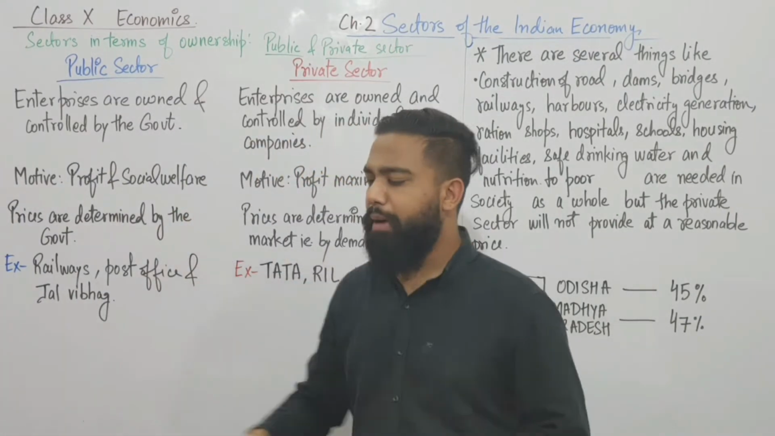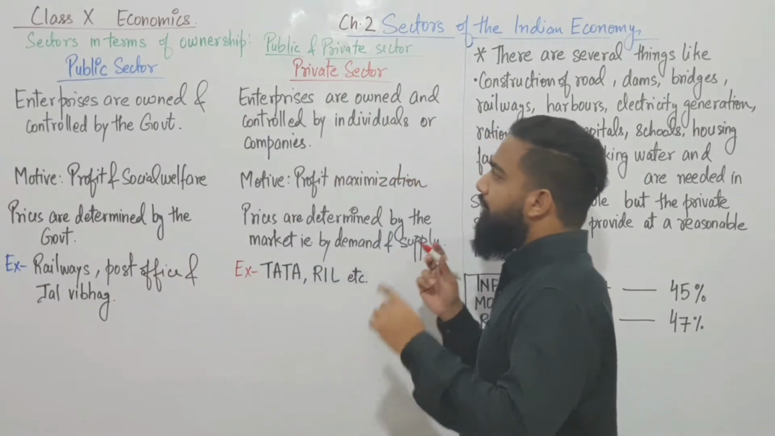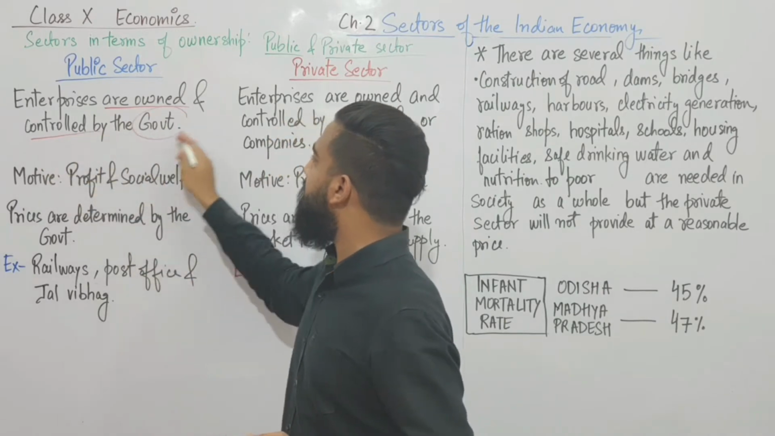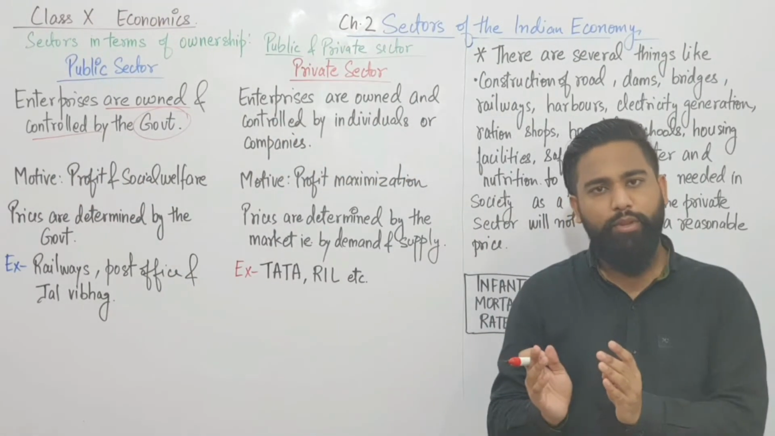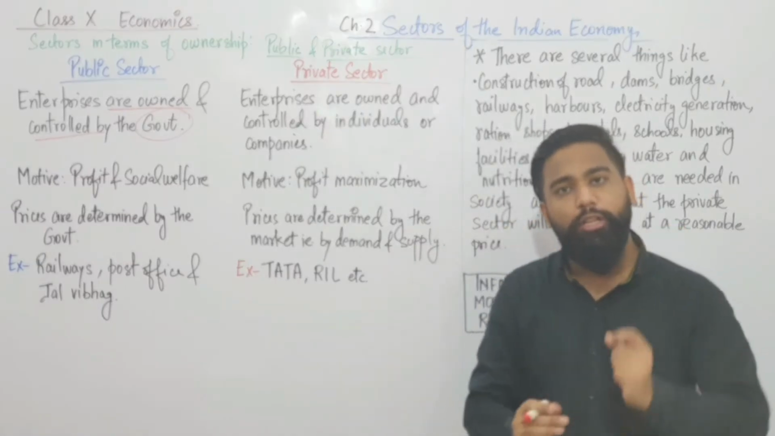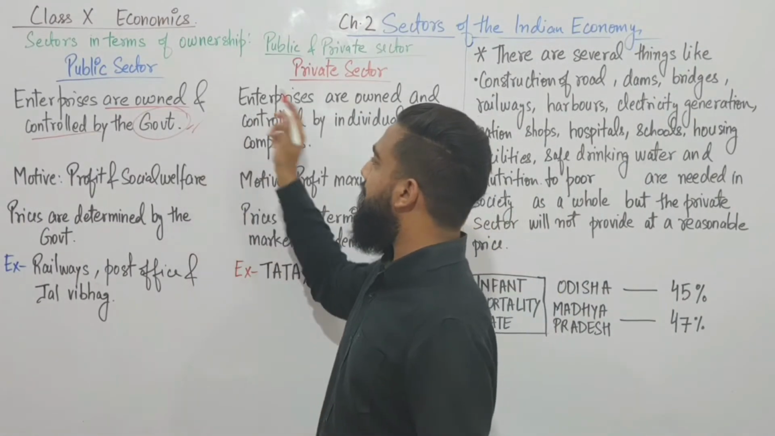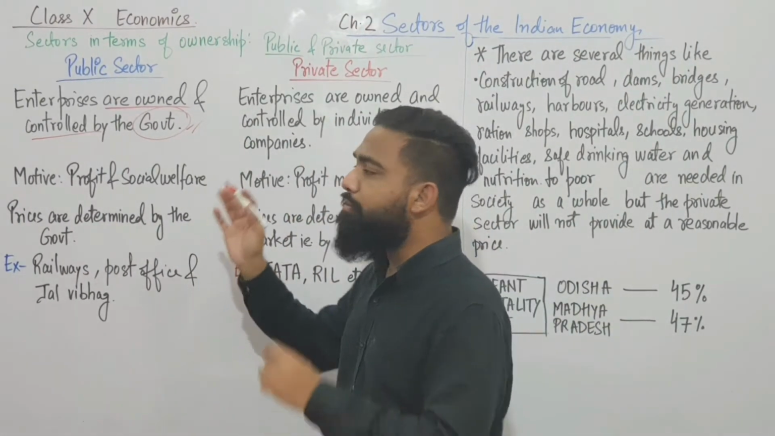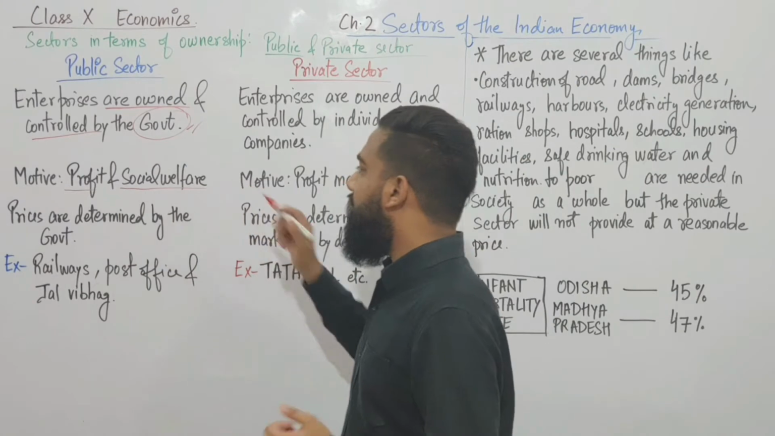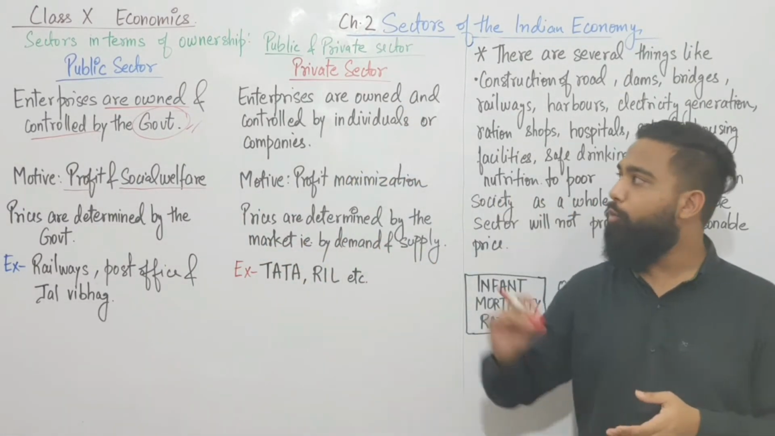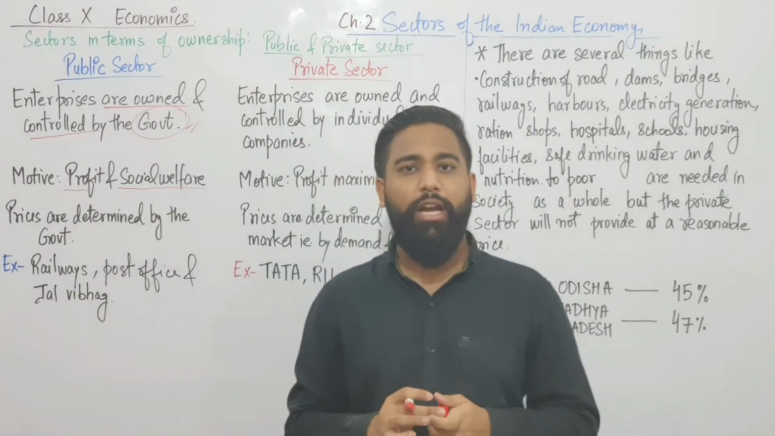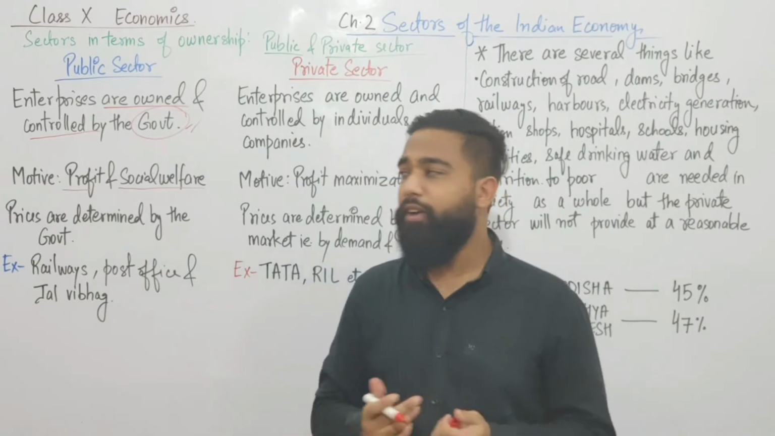Now let's start with the public sector. Public sectors are those enterprises which are owned and controlled by the government. Those whose assets are owned by the government, and the management and control is also done by the government. So those enterprises are the public enterprises. Now the motive of public enterprises is profit, but the bigger motive is social welfare. Basically both are the motives of the public sector. They want profit also and they want social welfare also, that people are having some sort of welfare.